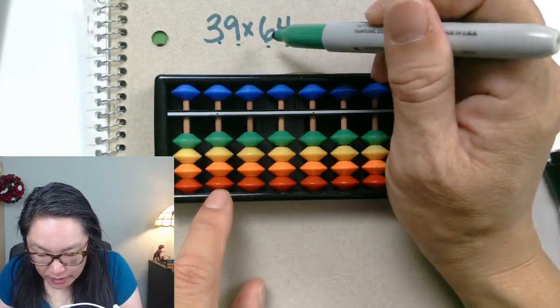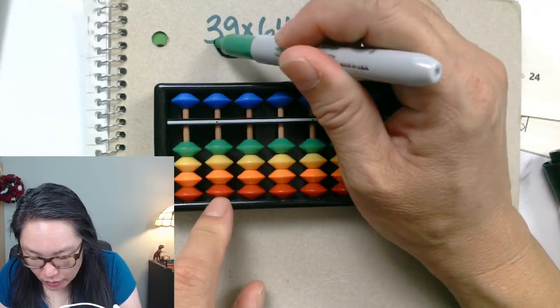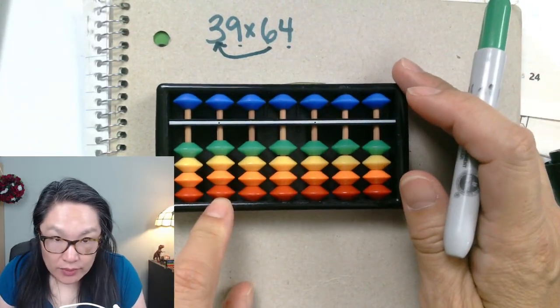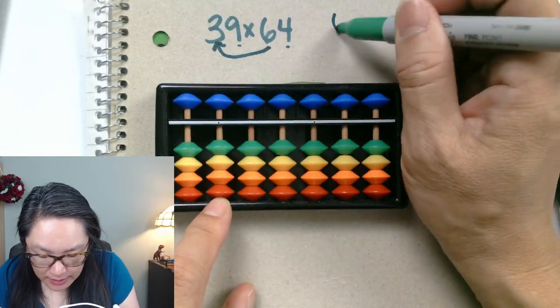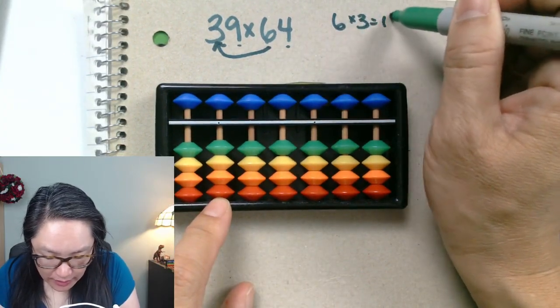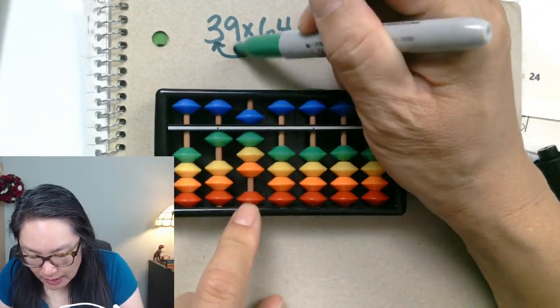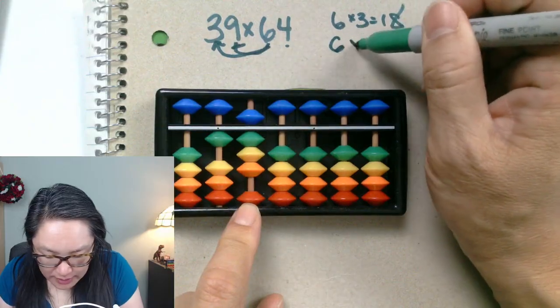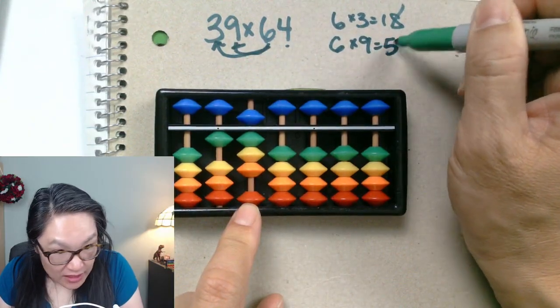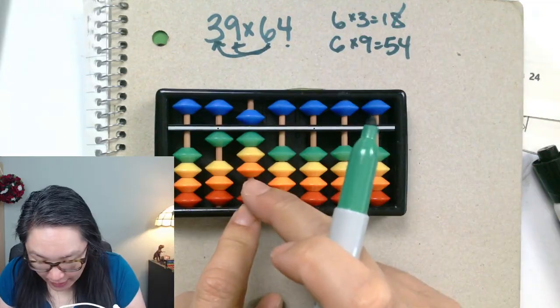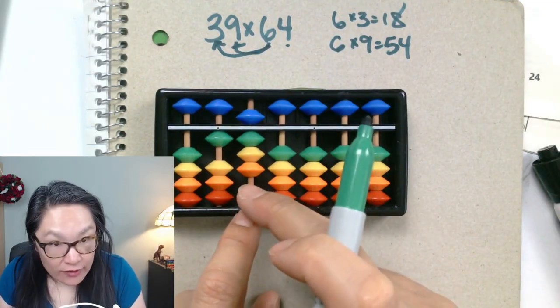Now notice when we talk about it, we want to do left first. That's why we do 6 times 3. 6 times 3 is equal to 18. I add 1, I add 8. 6 times 9 is 54. I add 5, I add 4. Notice I don't have enough beads to add the 5.